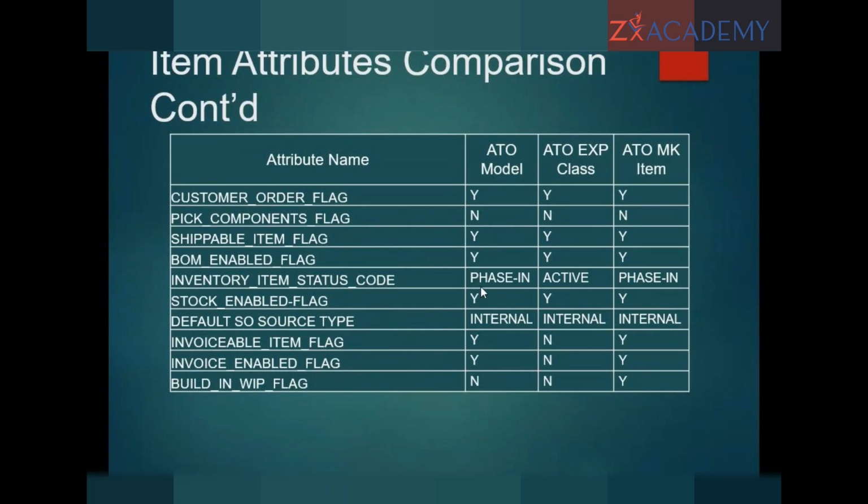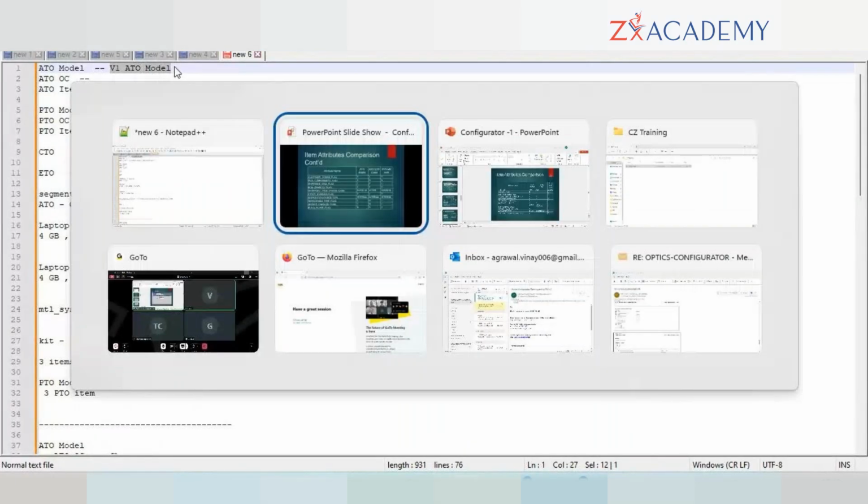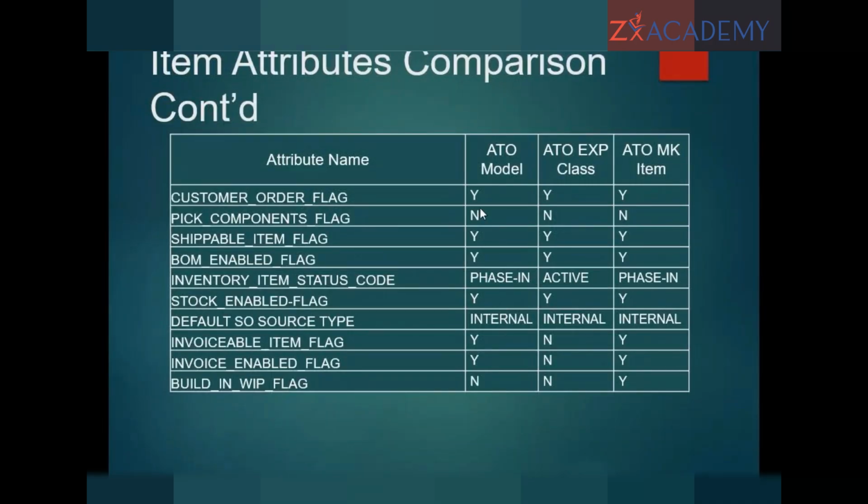Now, suppose you have any changes in your template, right? You have to do any changes in the template. So these are pre-defined. Then I told you, you will define a separate template, B1 more ATO model template, and as per your requirement, you can set these flags there. These are the seeded values from Oracle for ATO model, ATO option class, and standard item.